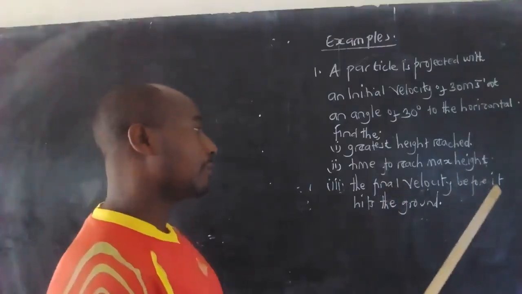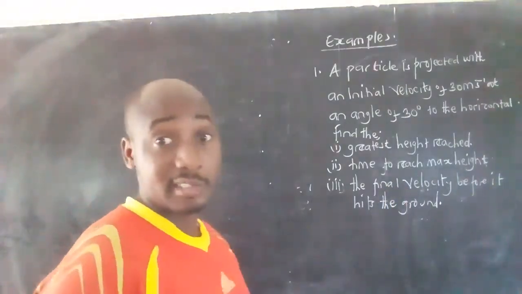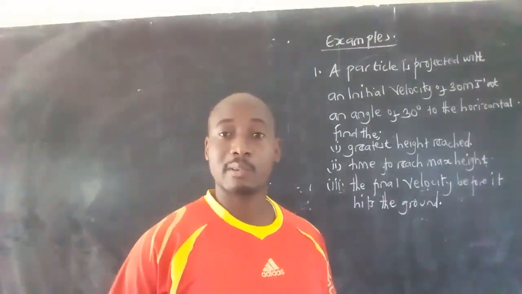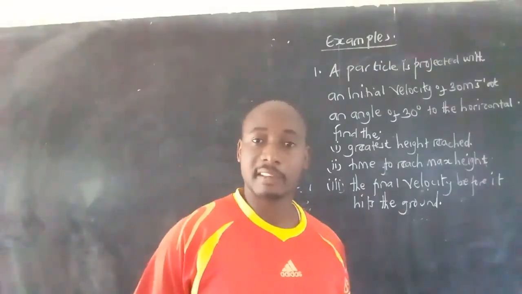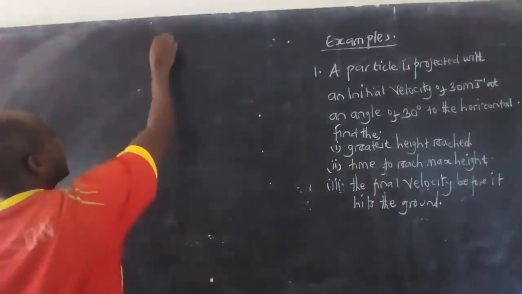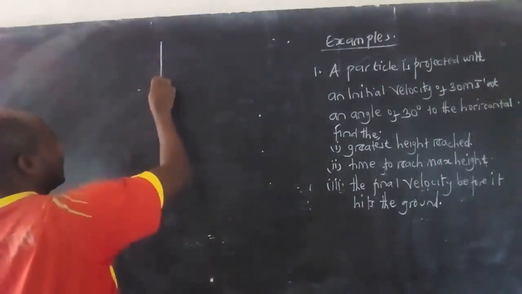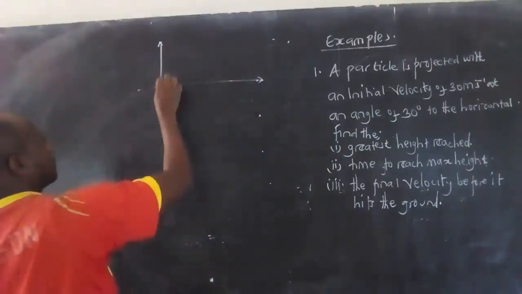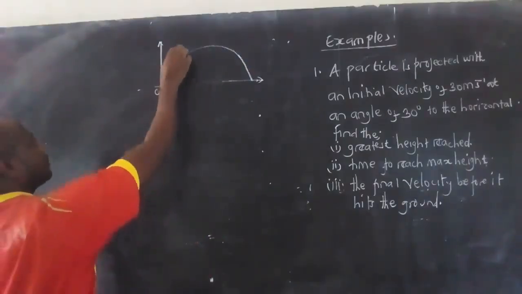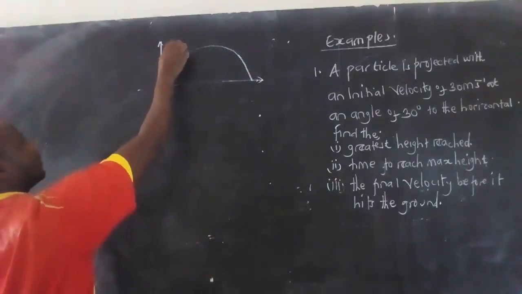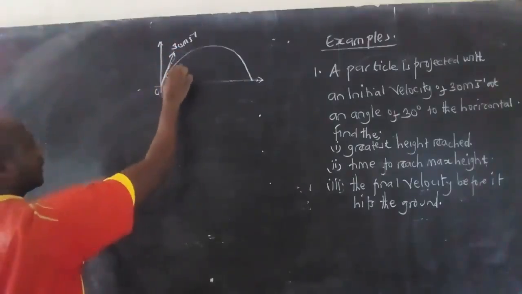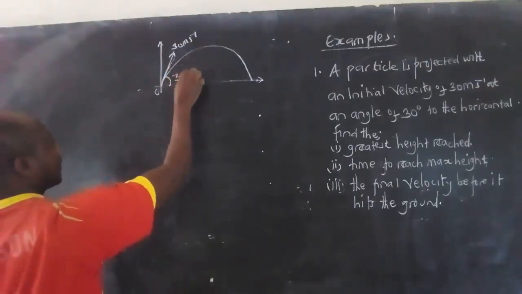The final velocity before it hits the ground. When they say final velocity before it hits the ground, they are as well telling us to give them the direction because velocity is a vector quantity. So in this case, a particle is projected like this, with a speed of 30 meters per second at an angle of 30 degrees.